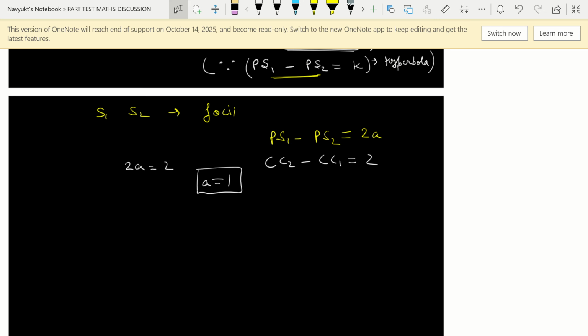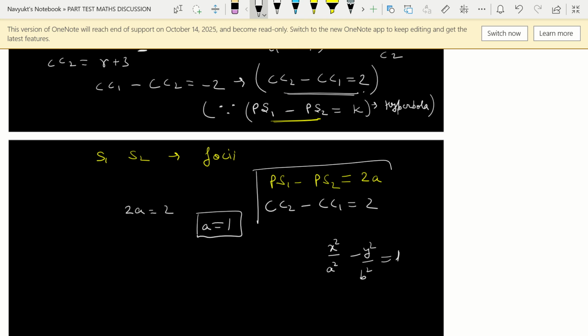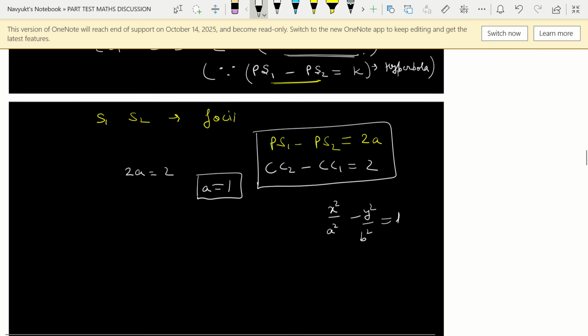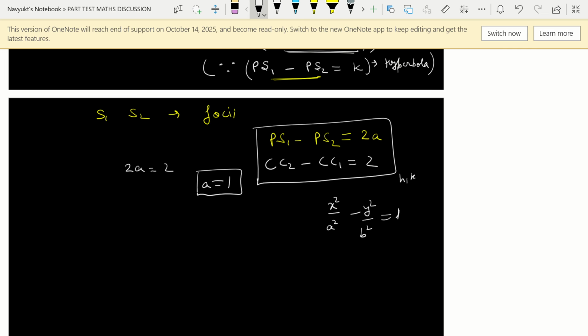Now we know the equation of any general standard hyperbola would be x square upon a square minus y square upon b square equals 1. So the h comma k which we took, the point C, its locus should be of this form only, correct? And we'll replace h, k by x, y, so this is what we'll be getting.